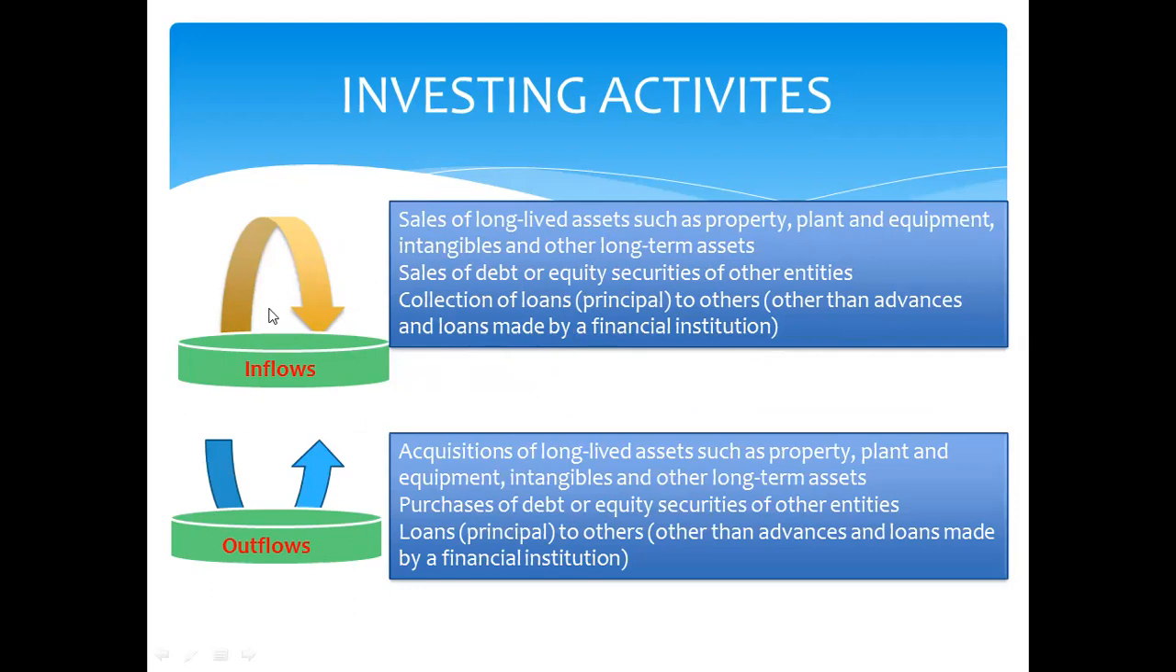And the outflows: acquisitions of long-lived assets such as property, plant, and equipment, intangibles, and other long-term assets, purchases of debt or equity securities of other entities, and loans, the principal amount only, to others other than advances and loans made by a financial institution. So please take note that the interest for the loans would fall under the operating activities, but the principal amount would fall under the investing activities. Okay.